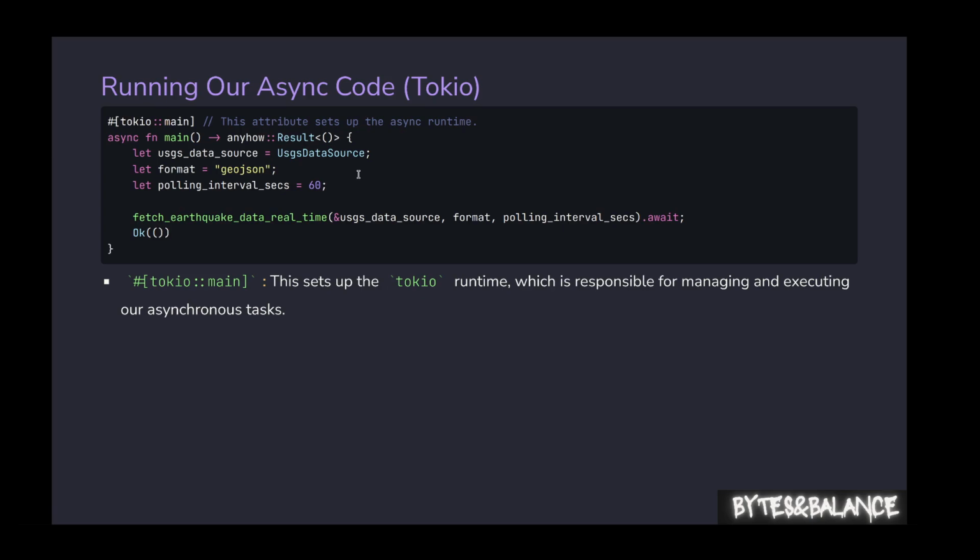And then we've got the async main function here, so we have to add this async too. By marking it with async, we're indicating that it's now an asynchronous function itself. This means it can contain .await calls to pause execution and wait for asynchronous operations, like our fetch earthquake data function, to finish. And the Tokio main attribute takes care of the complex machinery needed to run asynchronous code in Rust.